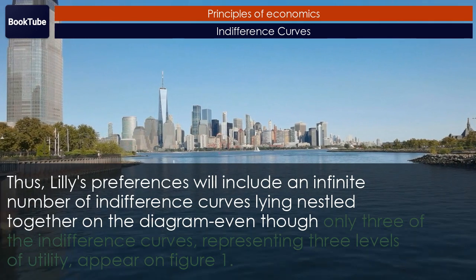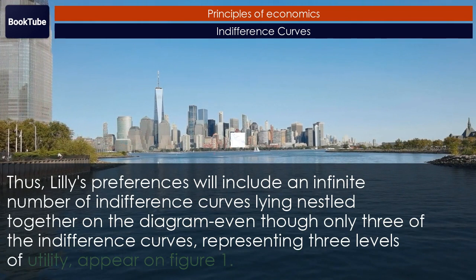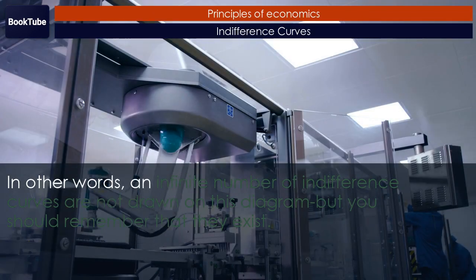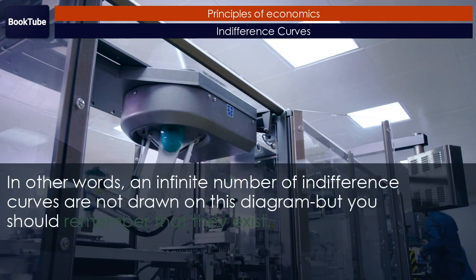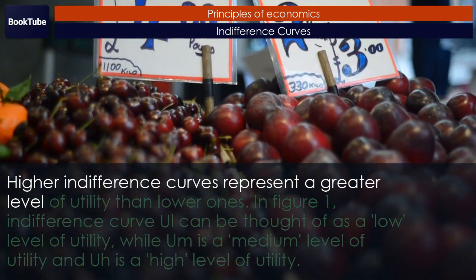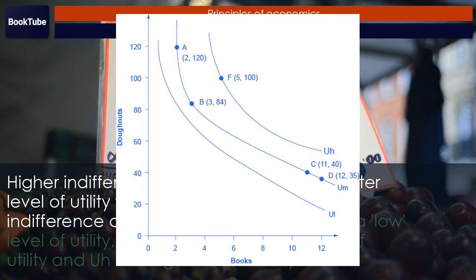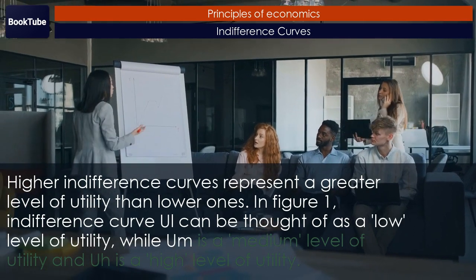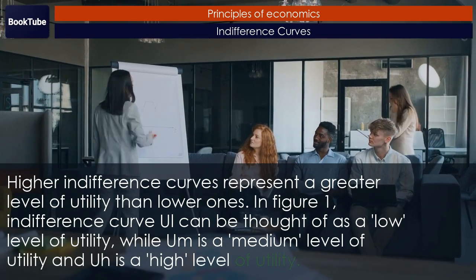On the diagram, even though only 3 of the indifference curves, representing 3 levels of utility, appear on Figure 1, an infinite number of indifference curves are not drawn, but you should remember that they exist. Higher indifference curves represent a greater level of utility than lower ones. In Figure 1, indifference curve UL can be thought of as a low level of utility, while the next is a medium level of utility and the highest is a high level of utility.